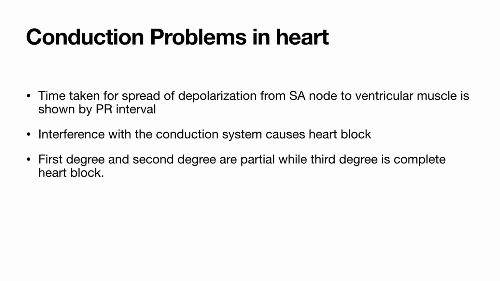The AV nodal block. The time taken for the spread of depolarization from the SA node to the ventricular muscle is shown by the PR interval and is not normally greater than 200 milliseconds or 5 small squares. Interference with the conduction process causes the phenomenon called heart block. Conduction problems in the AV node and bundle of His may be partial, that is first and second degree heart block, or complete, that is third degree heart block.